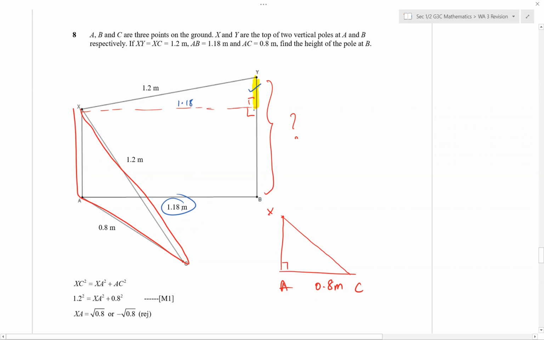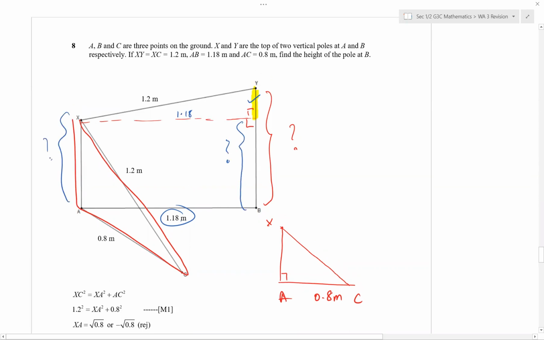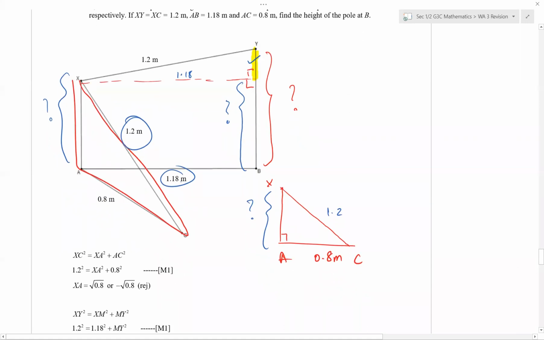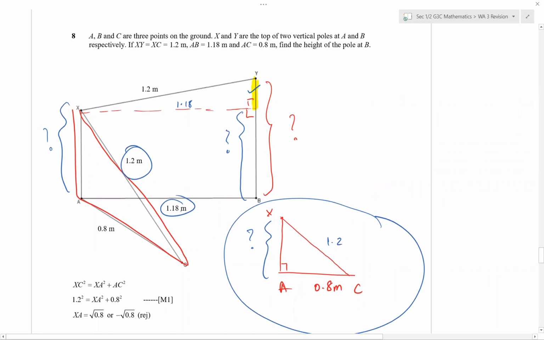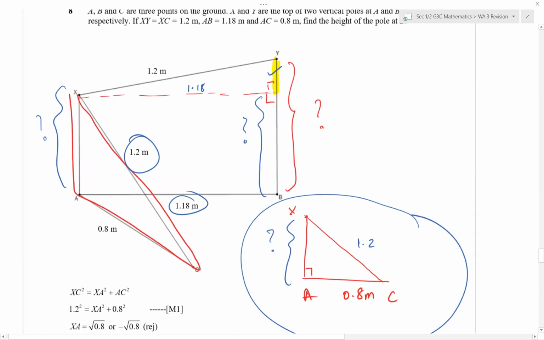What's left will then be this distance, which is the same as my XA, which I can also obtain because I've also got a hypotenuse 1.2. So I'm going to employ Pythagoras theorem twice. First, in this triangle to get a height of XA. Then we're going to employ Pythagoras theorem again for the highlighted distance. In both cases, both are right angle triangles. I've got both of their bases and their respective hypotenuse.